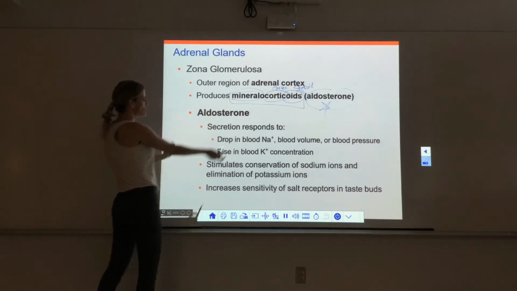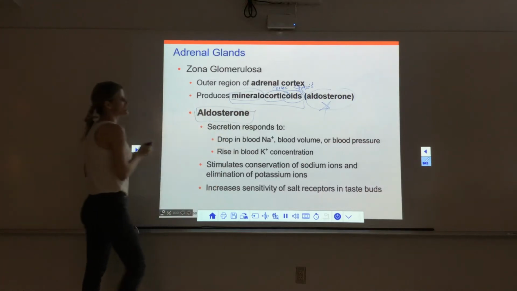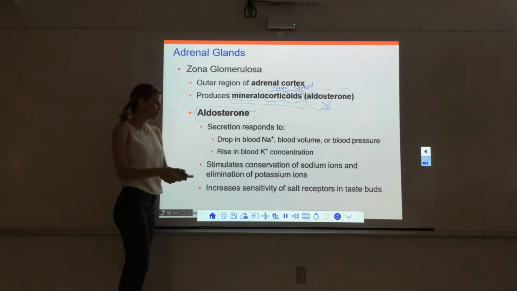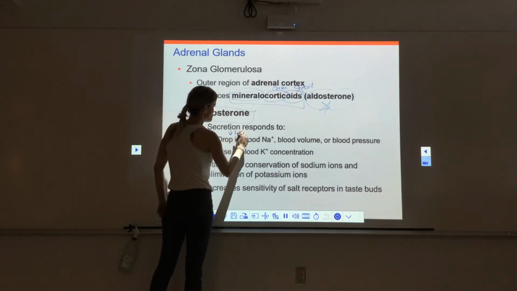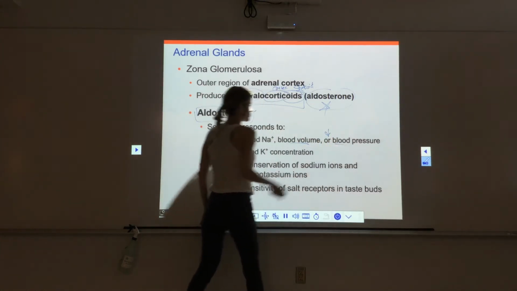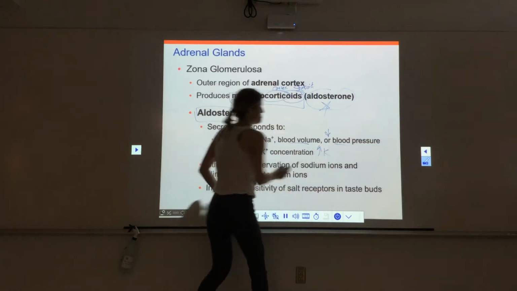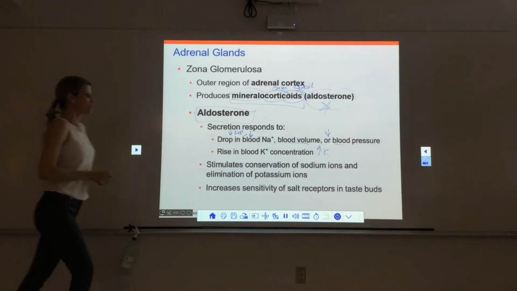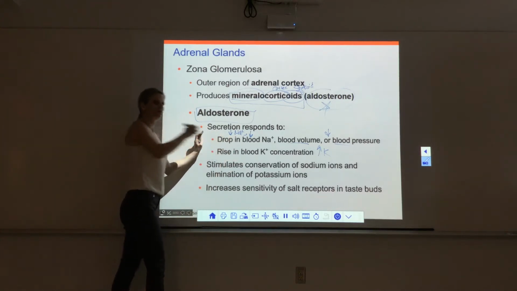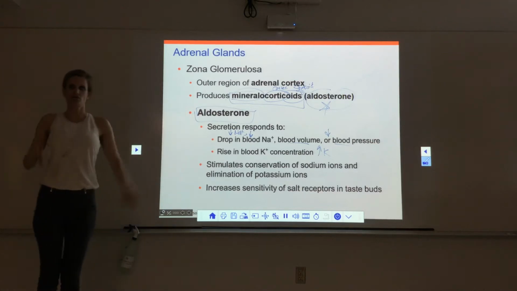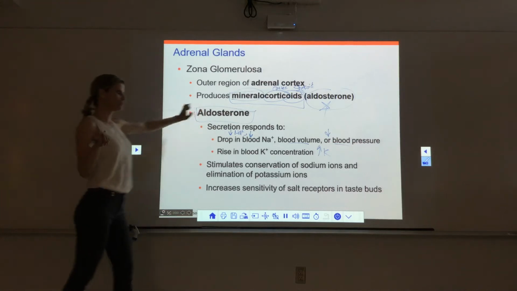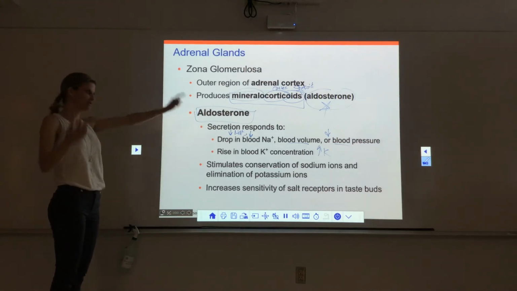So when we look at these, the mineralocorticoids, again, specifically aldosterone. Aldosterone is secreted when we have a decrease in sodium, right? A decrease in blood volume, or a decrease in blood pressure, or an increase in potassium. Okay, so these are the reasons that we would secrete it. So if we have a decrease in blood sodium, we release aldosterone. A decrease in blood volume, release aldosterone. Decrease in blood pressure, release aldosterone. Or too much potassium, we release aldosterone.